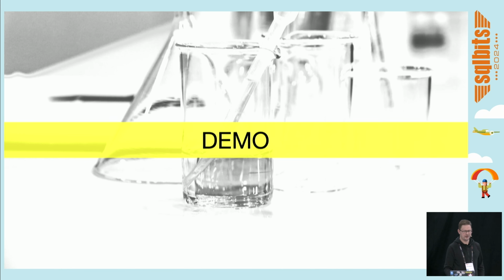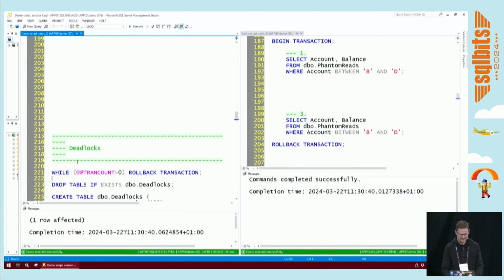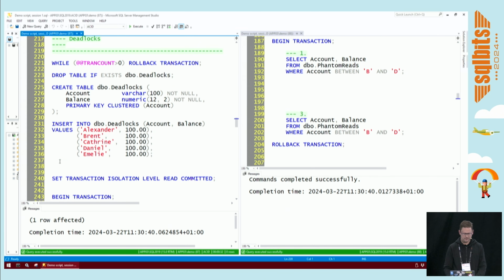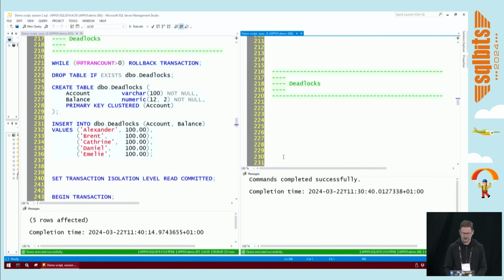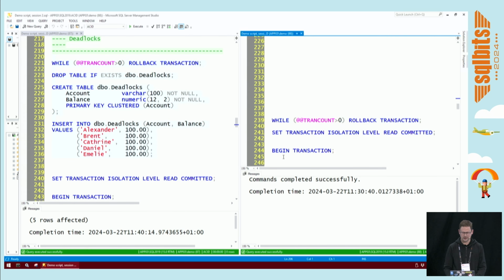I have a demo for this. You won't believe it. True story, I was presenting this session somewhere else, and the internet crashed. So I had to run it in a different environment, and I ran it in an environment where I could not reproduce deadlocks. The DBAs among you will know what happened.